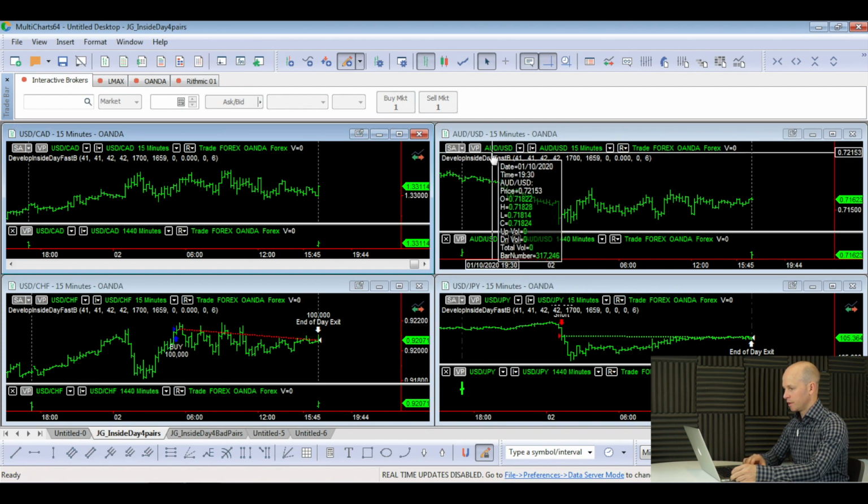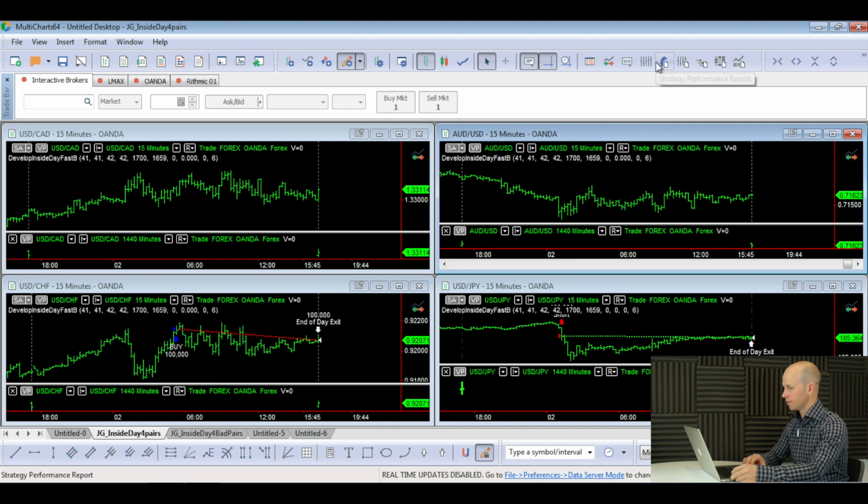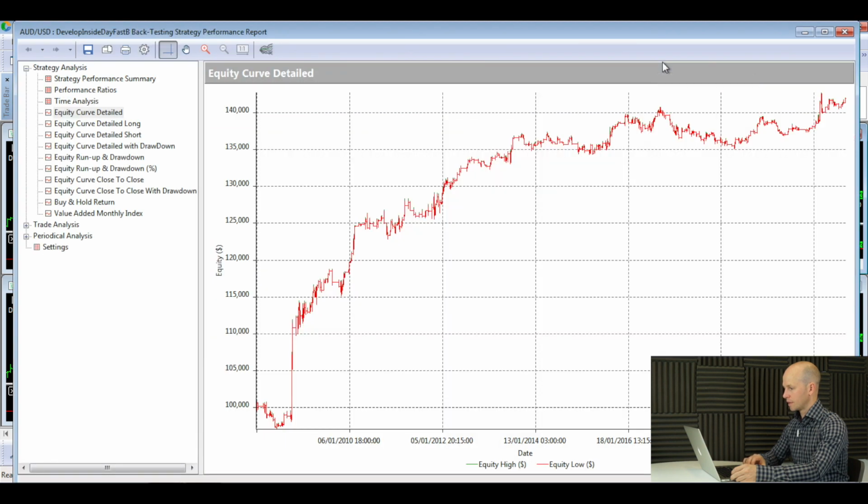Next one, we'll look at the Australian dollar versus the US dollar. Again, look, from 100,000 right up to 140. Again, it's gone a little bit sideways recently, but it's certainly something that was consistently working over the years.